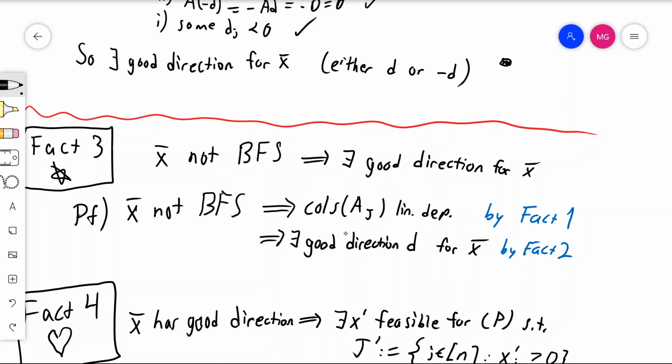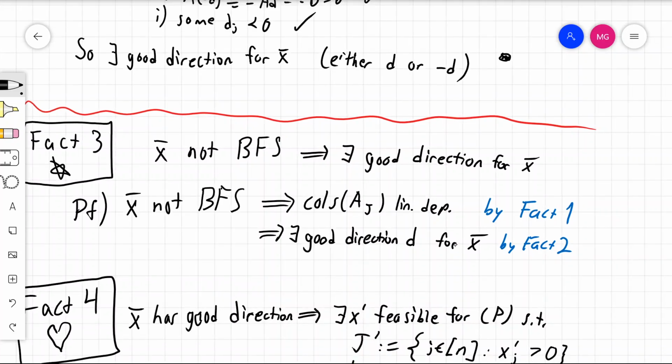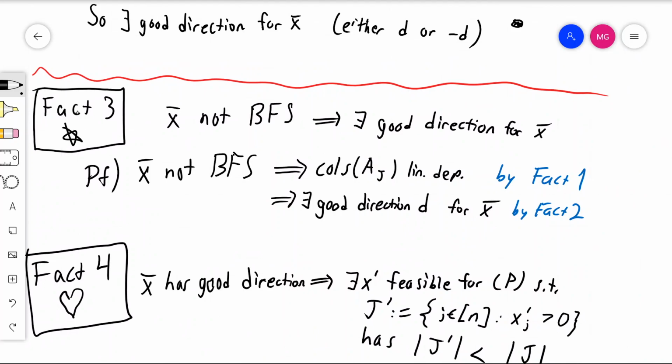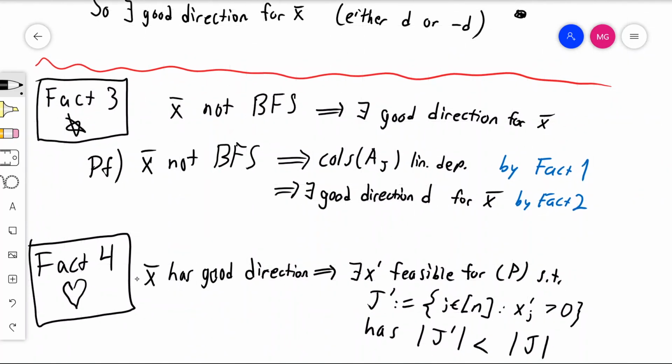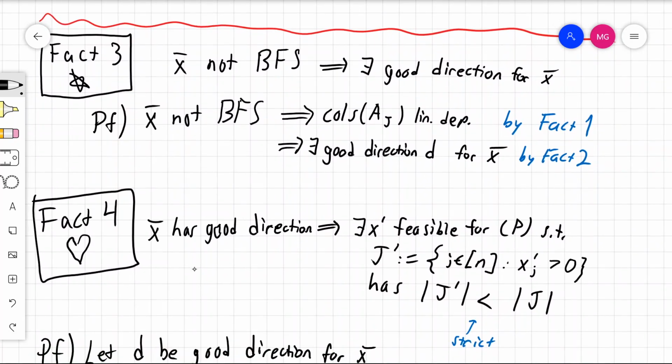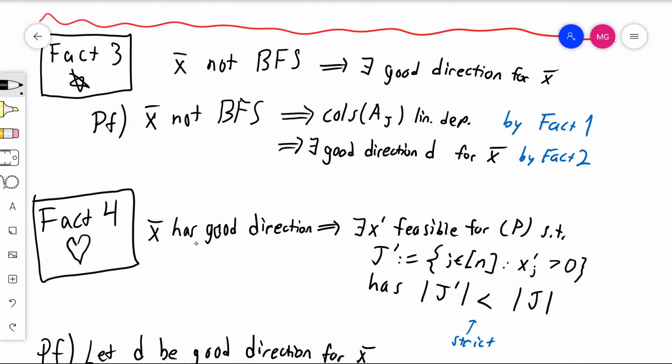And then this next fact that we just showed is that if those columns are linearly dependent, we must have a good direction D for x bar. So for non-basic feasible solutions, there's always a good direction D. That's the important fact that we need. And then there's another important fact that we need, so I decorated it with a heart. The star and the heart are the two important facts. So here's the second important fact.